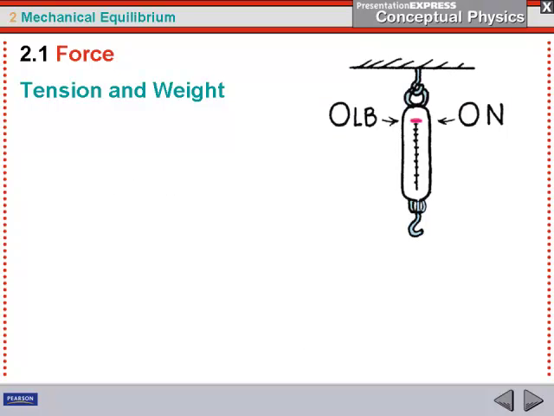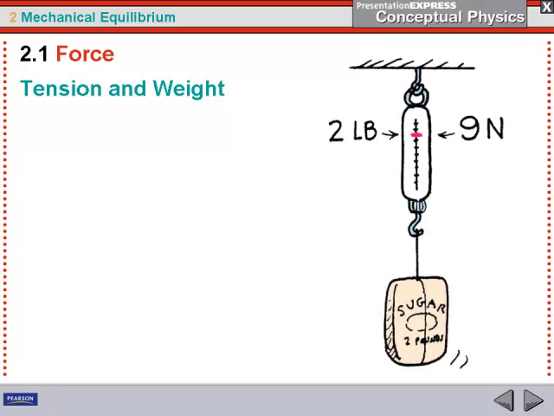There is no tension. The upward tension in the string has the same magnitude as the weight of the bag, so the net force on the bag is 0. The bag of sugar is attracted to Earth with a gravitational force of 2 pounds or 9 newtons. There are two forces acting on the bag of sugar: a tension force acting upward and weight acting downward. The two forces on the bag are equal and opposite. The net force on the bag is 0, so it remains at rest.